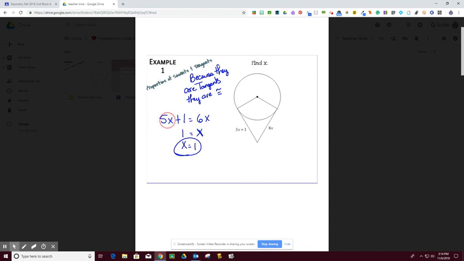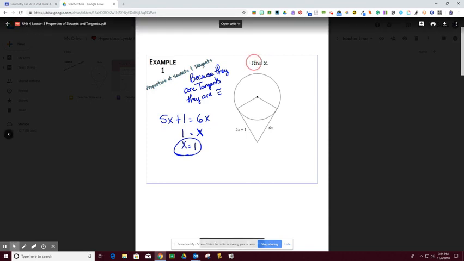So therefore, we have 5x plus 1 equals 6x. I'm going to go ahead and subtract 5x from both sides. 1 equals x. The question asked me to find x, so I've completed example 1.